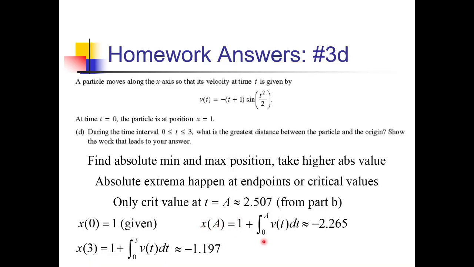Now the highest absolute value is going to be this 2.265. So that is the greatest distance, the max distance we are away from the origin with this particle.